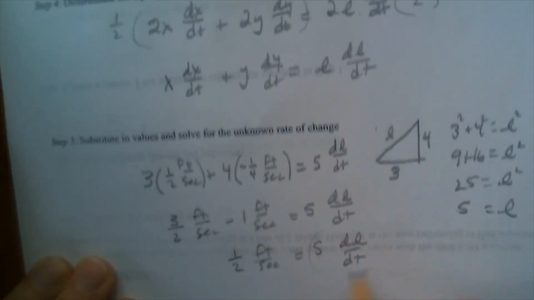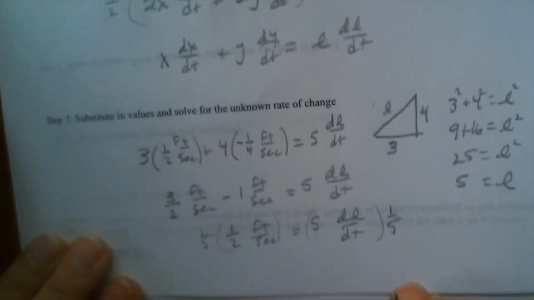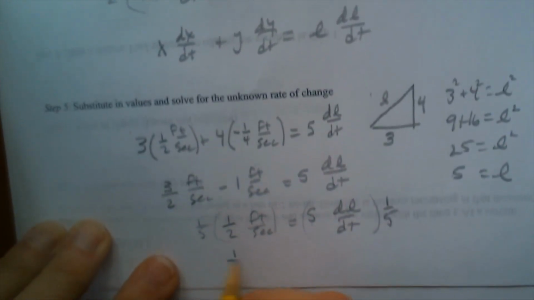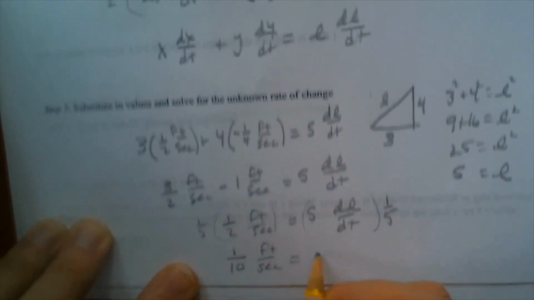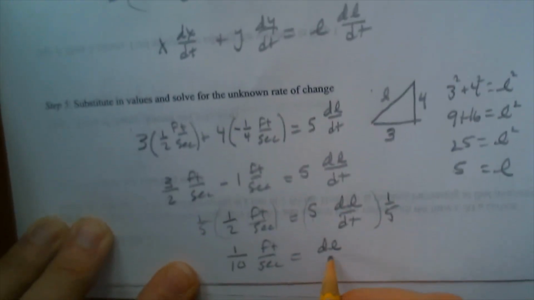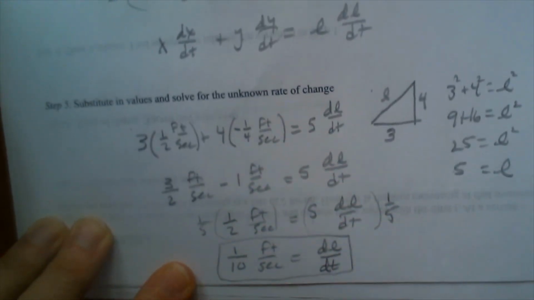And to get rid of the 5, you can just multiply both sides by 1/5. So in the end, 1/5 times 1/2 is 1/10 feet per second, is equal to the change in the length of the diagonal over time. So there's your answer to partner problem number 1. Moving over to partner problem number 2.